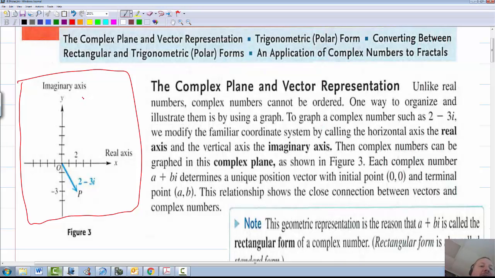So I have the standard a plus bi number. And what you can do is create a coordinate plane called the complex coordinate plane, where the x-axis is called the real axis, which incorporates the real part of the imaginary number. The y-axis is the imaginary axis. So what I could do with 2 minus 3i is treat it as (2, negative 3), a coordinate that I can graph in this complex coordinate plane.